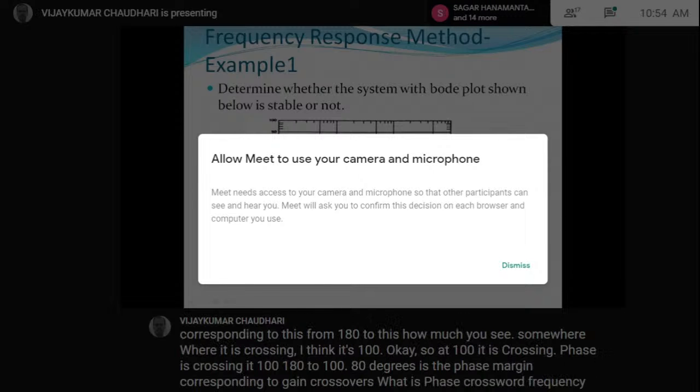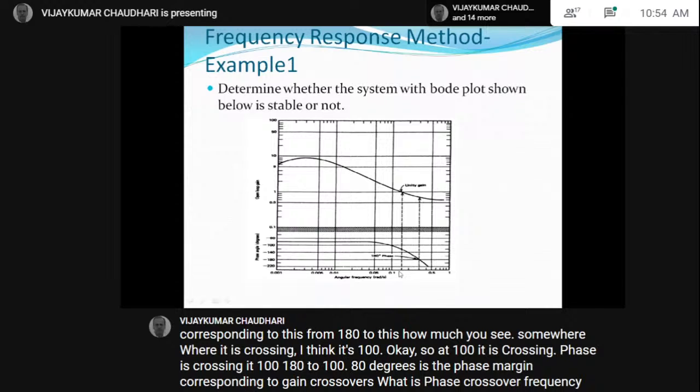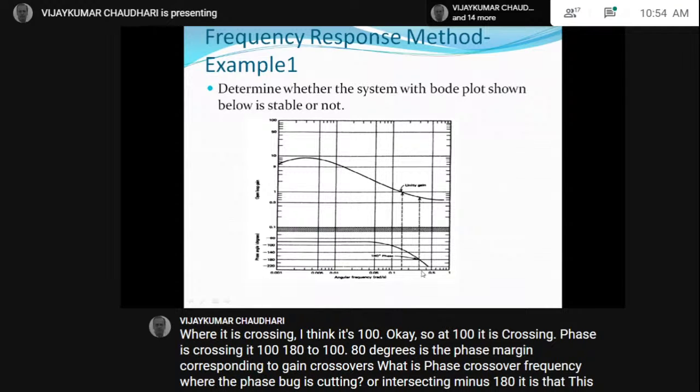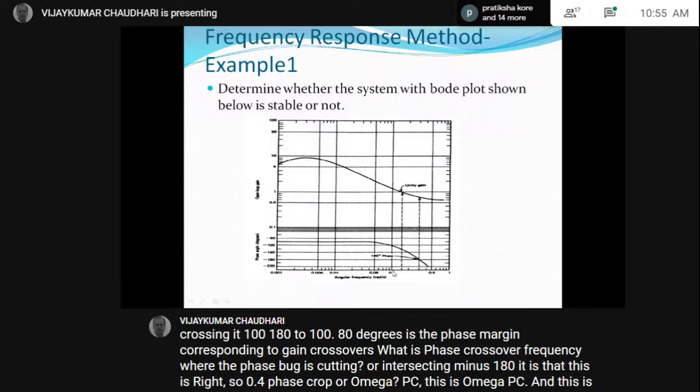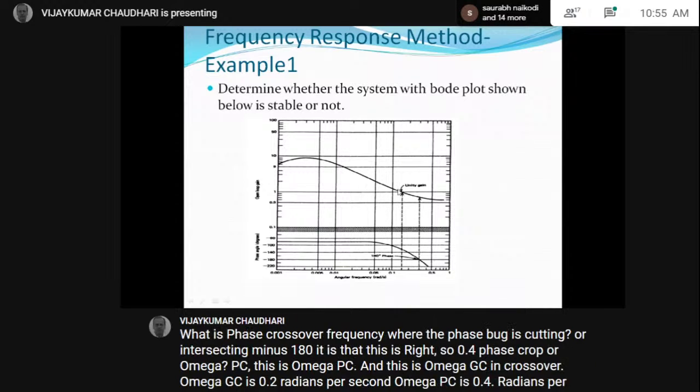Where the phase curve is intersecting minus 180, it is at, this is 0.1, 0.2, 0.3, and 0.4, right? So 0.4 is the phase crossover, omega PC. This is omega PC and this is omega GC, gain crossover. Omega GC is 0.2 radians per second. Omega PC is 0.4 radians per second. And the value of gain corresponding to this, how much is it? This is 1. And how much is this then?